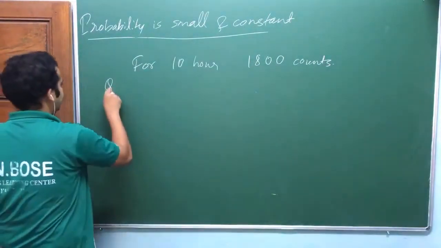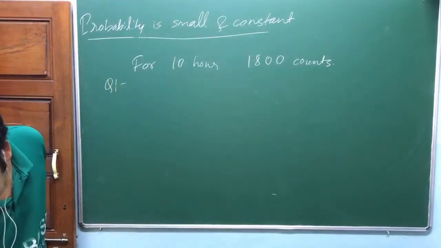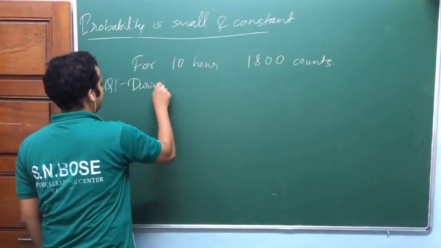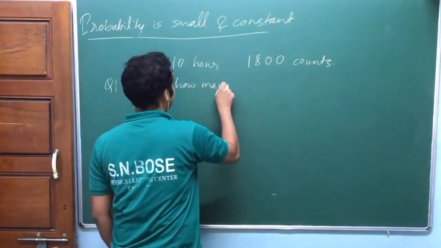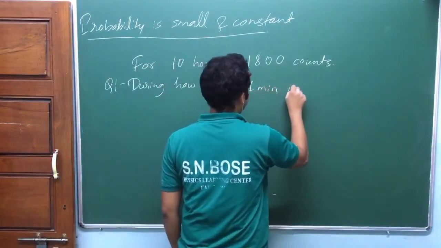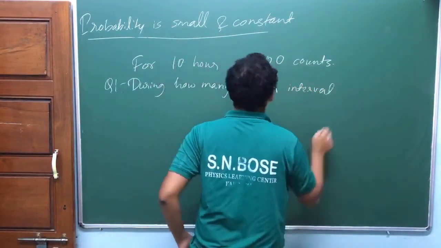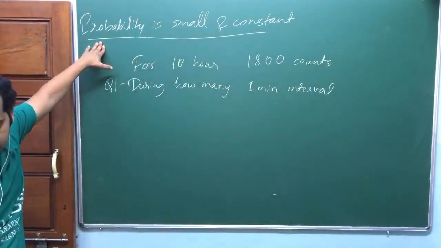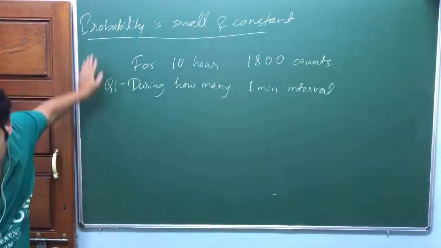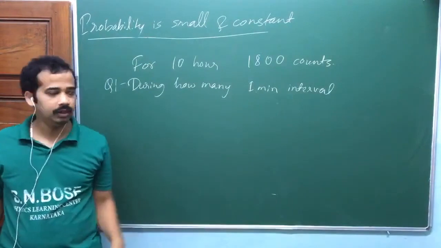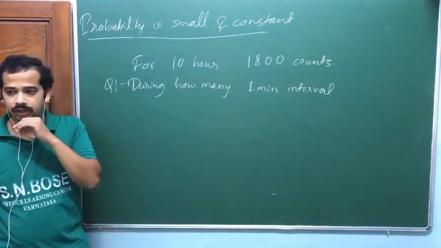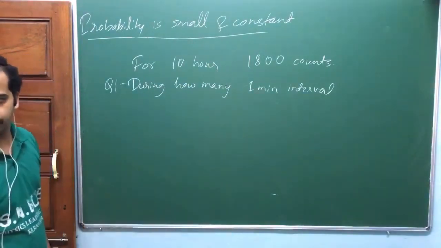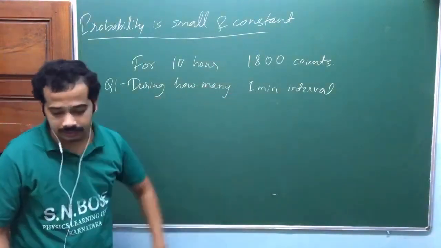The question is quite tricky here. The question is, during how many 1 minute intervals? What he is saying is, the first sentence: the number of particles emitted each minute by a radioactive source is measured, recorded for a period of 10 hours. For 10 hours you got 1800 counts, but you recorded for each minute, then you added that. So during how many 1 minute intervals?